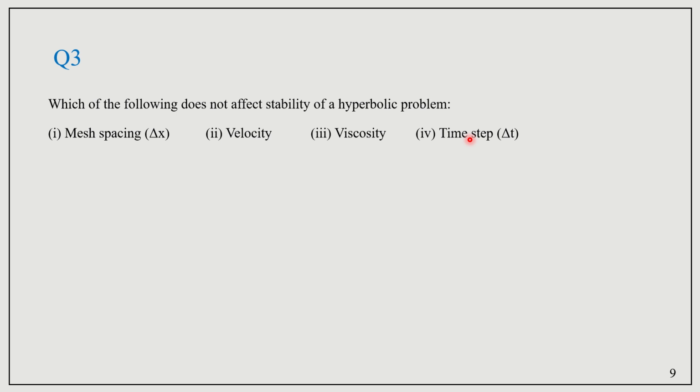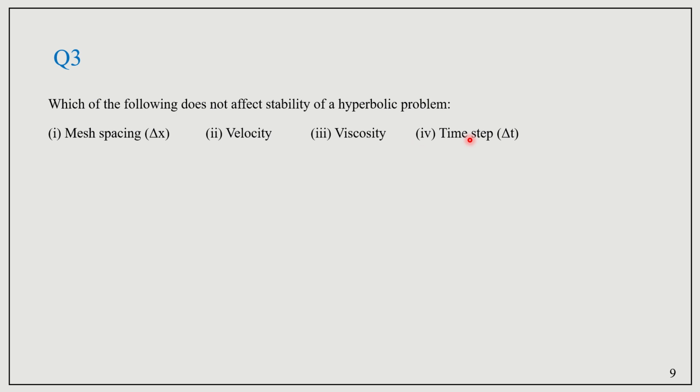So here it is asked which of the following does not affect the stability of a hyperbolic problem. A hyperbolic problem generally involves variation with respect to time and position as well. So we need to take into account mesh spacing. Yes, it affects the stability. And second, velocity. Again, velocity affects. Third, viscosity. Viscosity doesn't affect the stability of a hyperbolic problem.